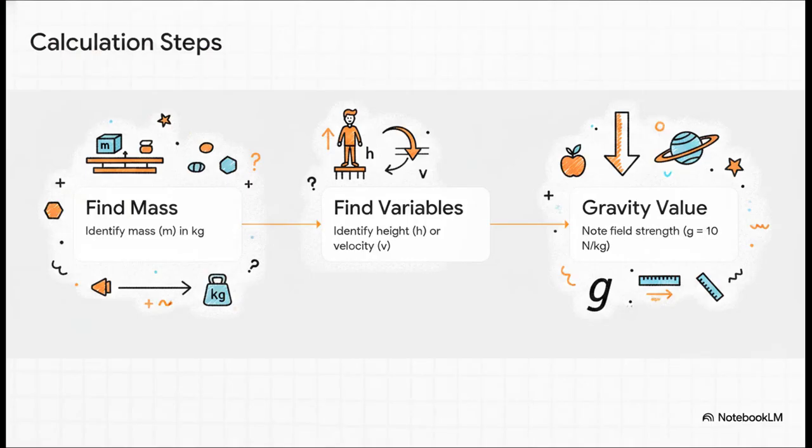Before you even think about touching a calculator during the test, follow these key steps to identify your variables and avoid those frustrating, careless mistakes. First, identify your mass, represented by a lowercase m. Second, identify your height, h, or velocity, v, depending on what the problem is asking. And third, always note the gravitational field strength. Unless the problem states otherwise, g on Earth is a constant 10 newtons per kilogram. Seriously, write these down at the very top of your paper.